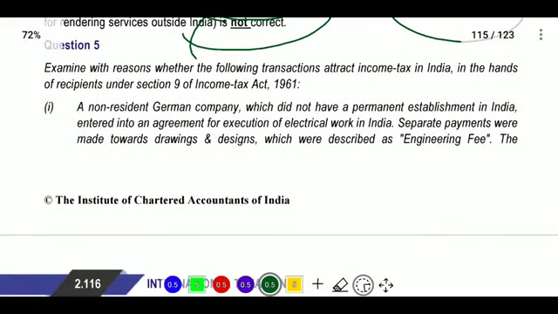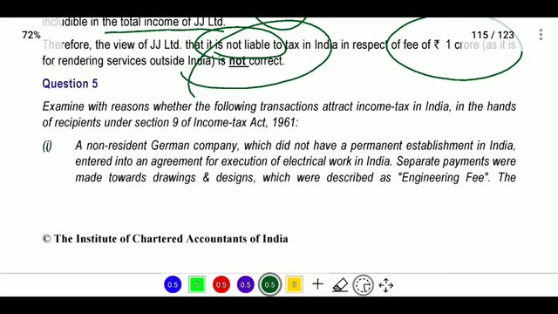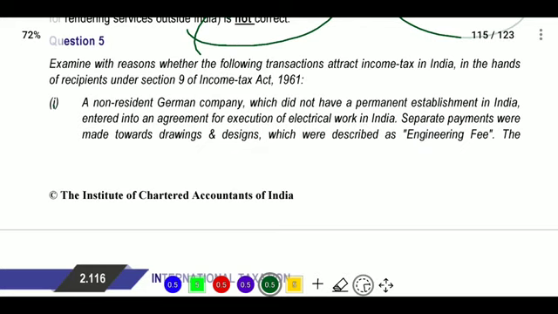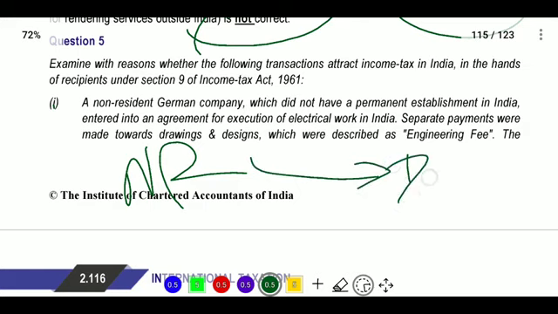Next, fifth question. In the fifth question, examine with reason whether the following transactions attract income tax in India in the hands of the recipient under section 9 of the Income Tax Act 1961. That is, they have provided some transactions and we must say whether the income in the hands of the recipient attracts income tax. Okay, a non-resident Germany company which did not have a permanent establishment in India entered into an agreement for execution of electrical work in India. So he is executing work in India.